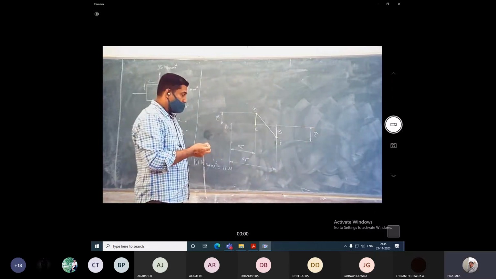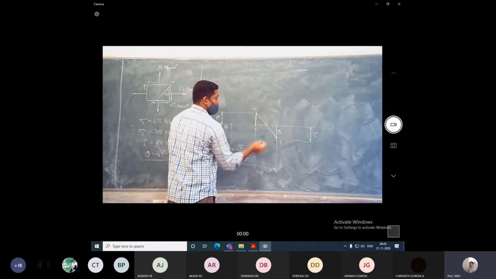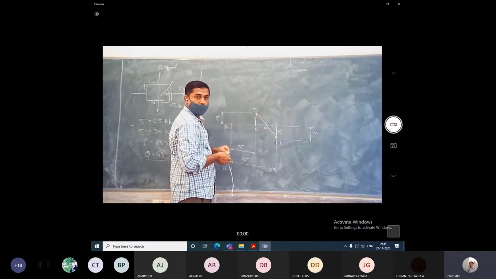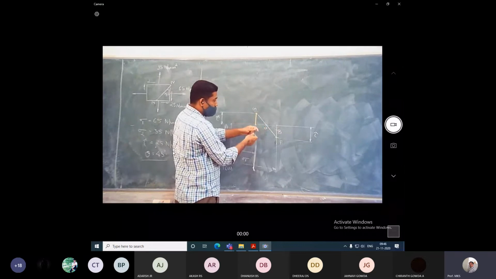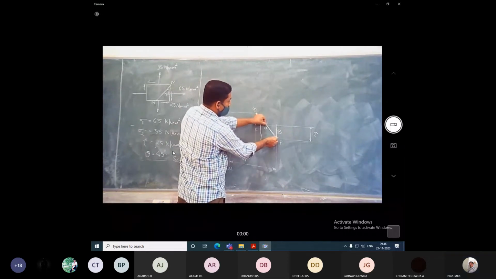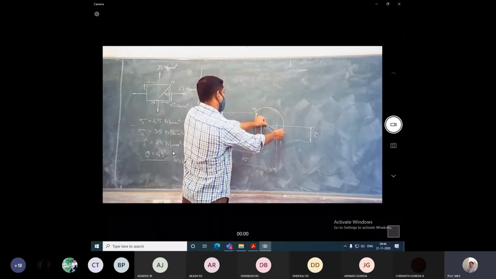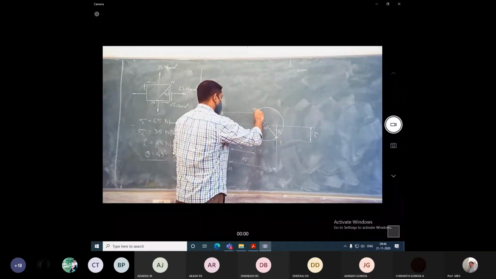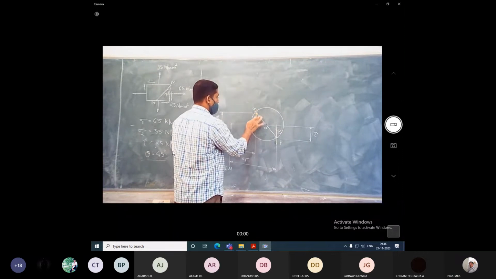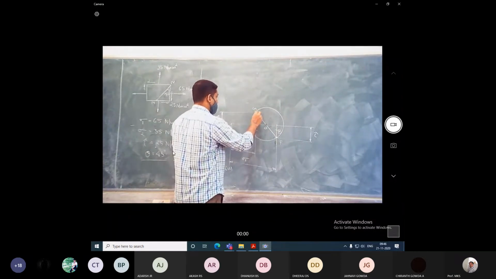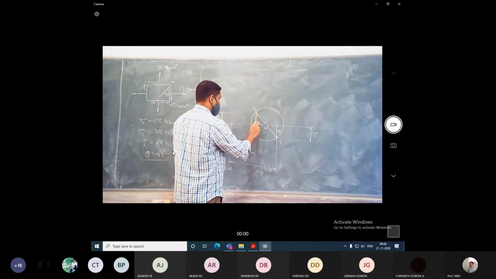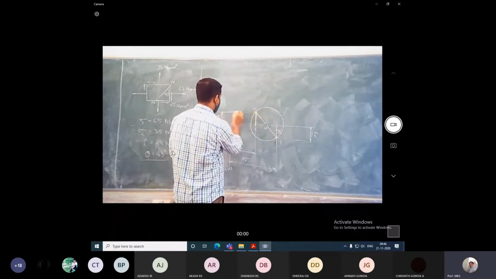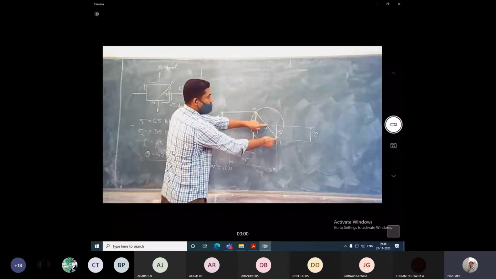Now, with this as center, which you can name as point O, inscribe a circle with OF or OG as radius.